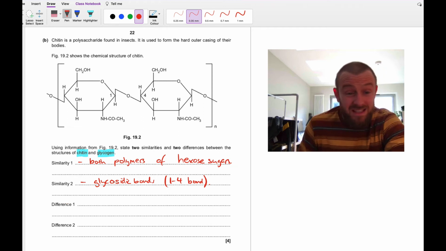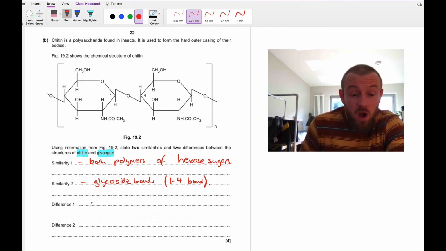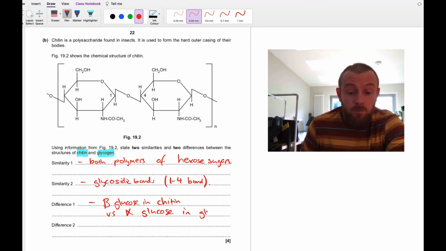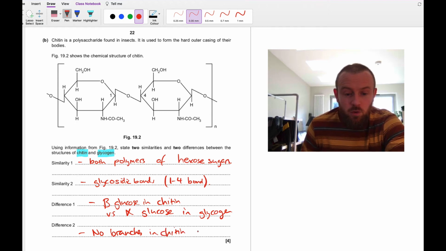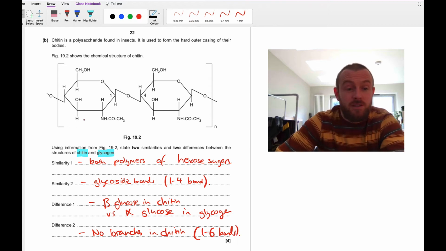So differences between this and glycogen. Difference 1: this is beta glucose in chitin versus alpha glucose in glycogen. And also, there are no branches in chitin. And you could also say there's no 1,6 bonds that are responsible for those branches.